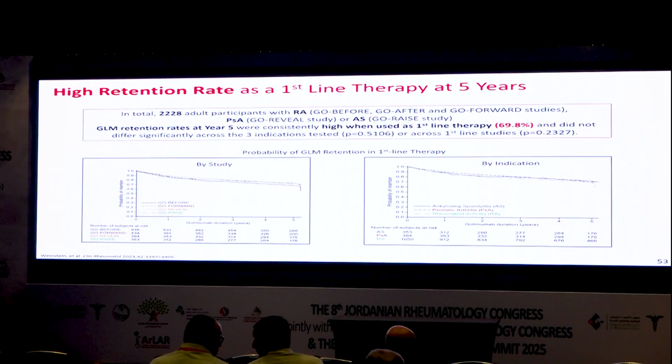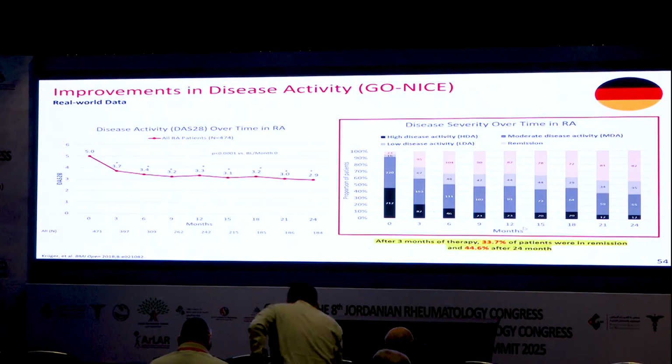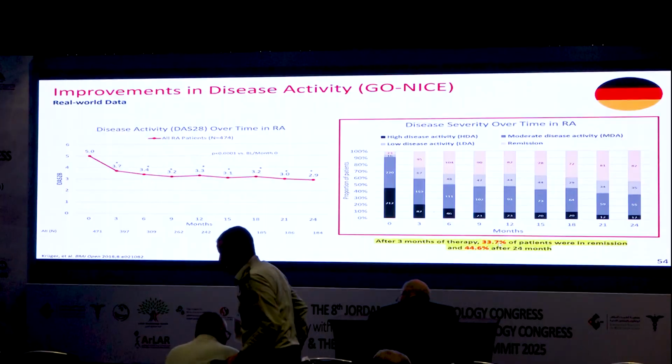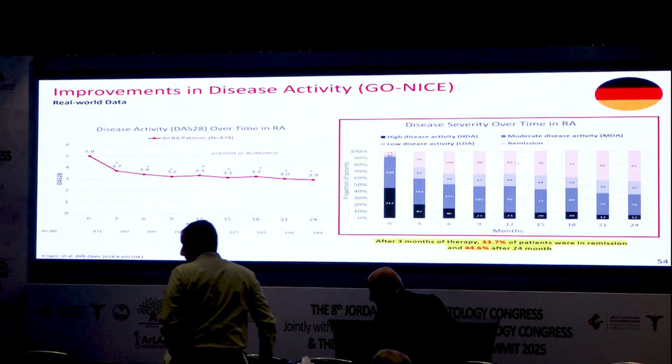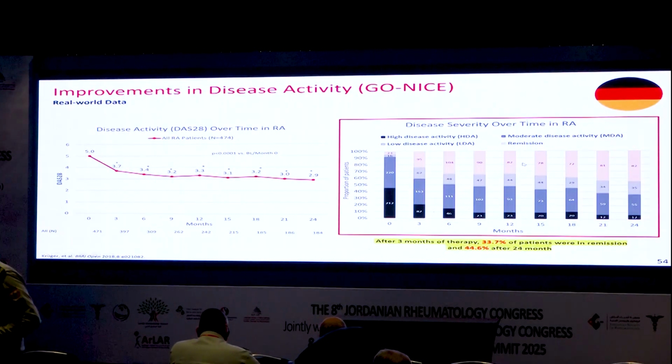In a German study done in 2018, there was an improvement in disease activity through the 2 years of continuous treatment with golimumab. After 3 months in this chart, 33.7% of the patients were in remission and 44.6% after 24 months.